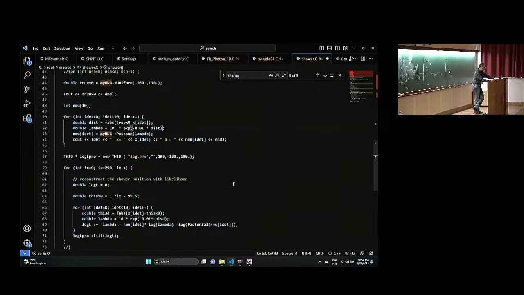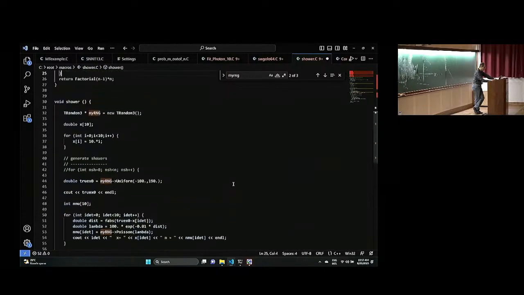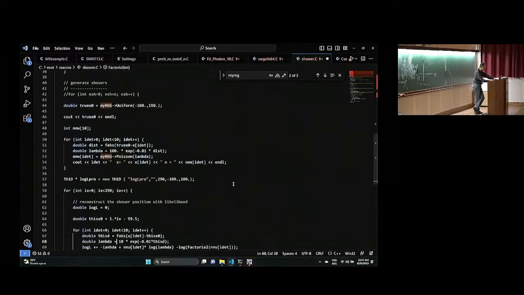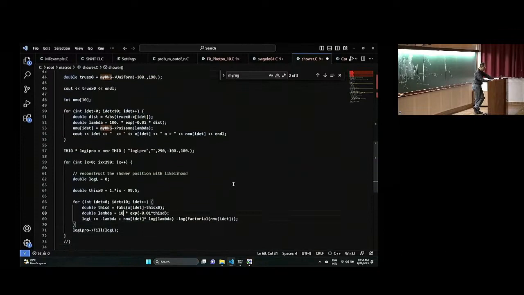So let's increase the flux model so that we get more muons. And I need to do this in 2 places. So 100 times this. And minus lambda plus n mu times log lambda. Lambda, oh, okay, lambda was, so we need to do this.